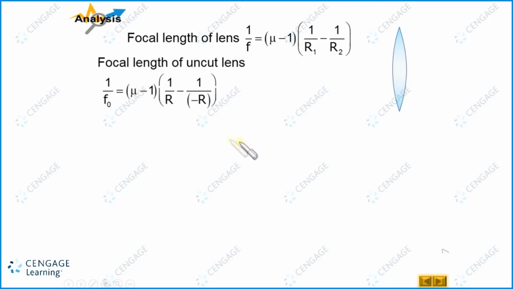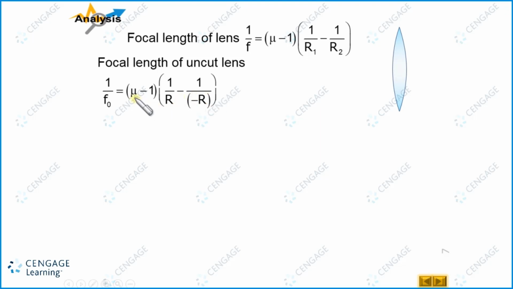We can write 1 upon f naught equal to mu minus 1 times (1 upon r minus 1 upon minus r). We have taken this surface's radius of curvature with a positive sign, right? And r2, the radius of curvature of this surface, has its center of curvature lying here. We will measure from here to here. That means we are moving in the leftward direction while calculating the value of r2. That's why we have put a negative sign here, right?